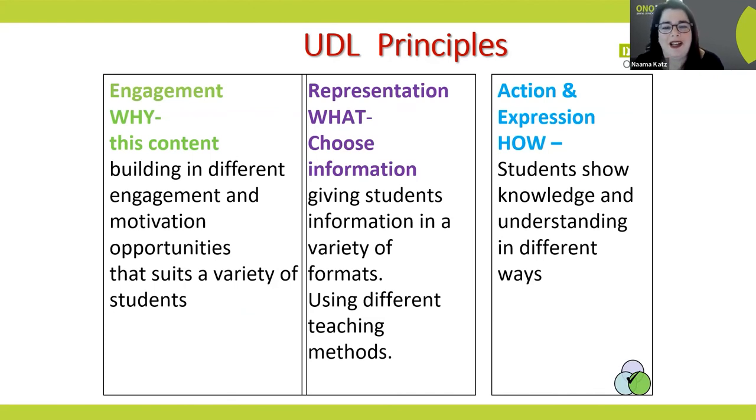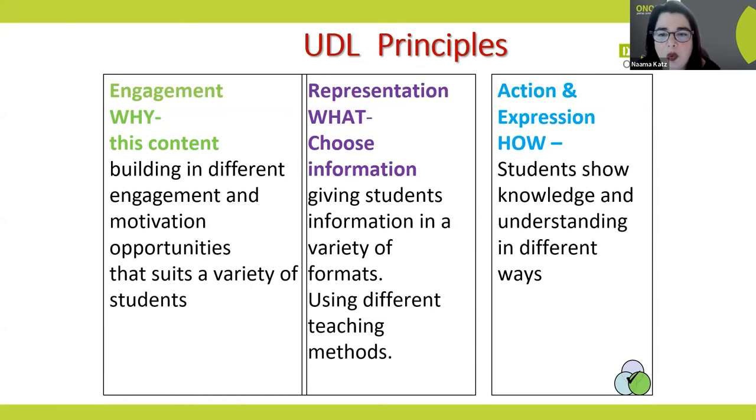But trying to be UDL, if I want to see if I'm a UDL believer in my classroom, I have to answer 3 questions. In every lesson, in every course that I'm teaching, I have to engage the students by asking the why. We're trying to build different engagement and motivation opportunities that suit a variety of students. So I, as a lecturer, have to think all the time about more options, a variety of options, motivating them, engaging them. It's not just one way that I know. I have to adapt to see who the learners are and to adjust to my learner.